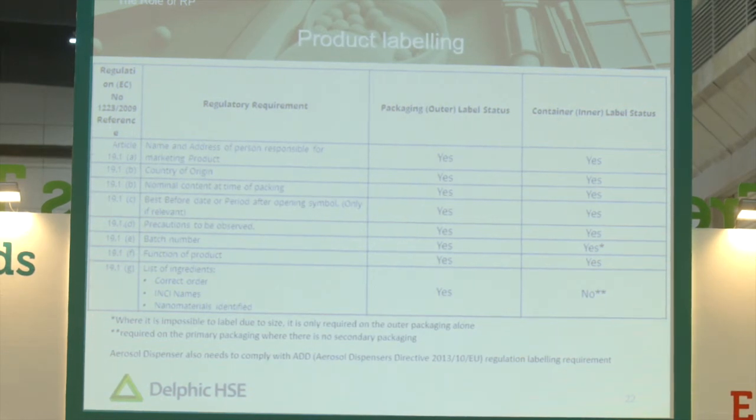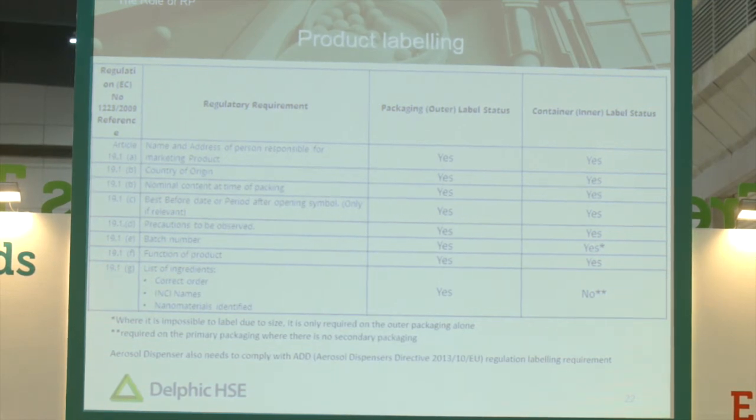Most of the labeling items are required on both packages. However, for the batch number, if the inner packaging is too small, it can only be required on the outer package. And for the INCI list, if there is no secondary package, it should be required on the container.